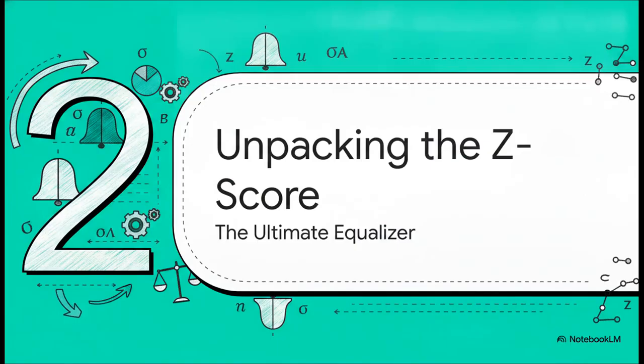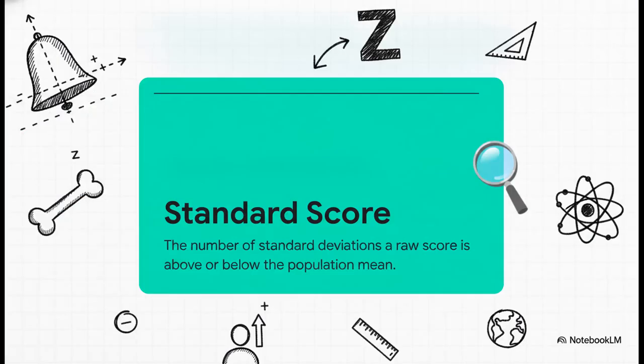Which brings us right to Section 2. Unpacking the z-score, the ultimate equalizer. Okay, so what actually is a z-score? Basically, it's a way to normalize data, turning our raw test scores into this universal language of distance from the average. It doesn't matter if you're talking about test scores, or bone density, or even high-energy physics.